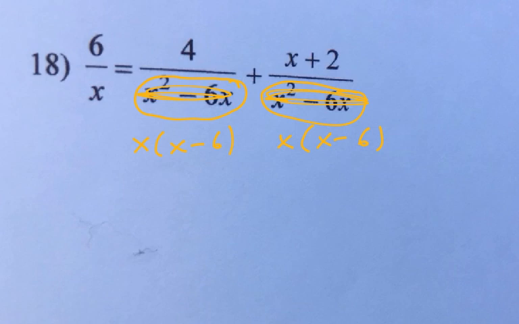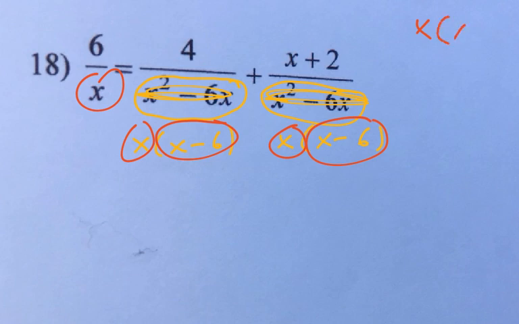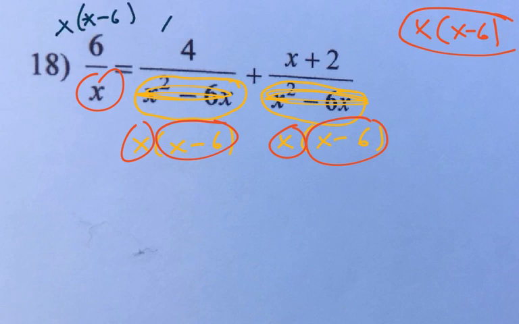Okay? So x squared minus 6x is x times x minus 6. Now, they all have an x in them. And these two have an x minus 6 in them. So this is going to be my LCD. x minus 6, x minus 6, x minus 6. So in the first fraction, notice the x's cancel.